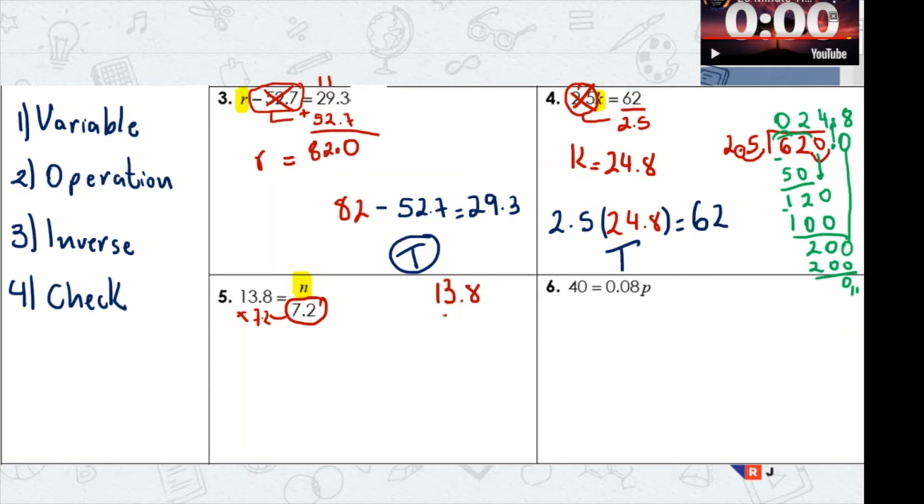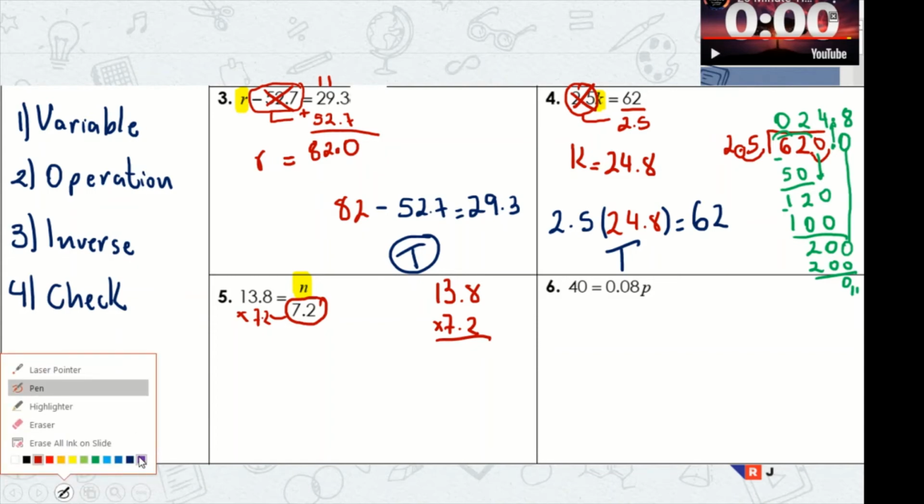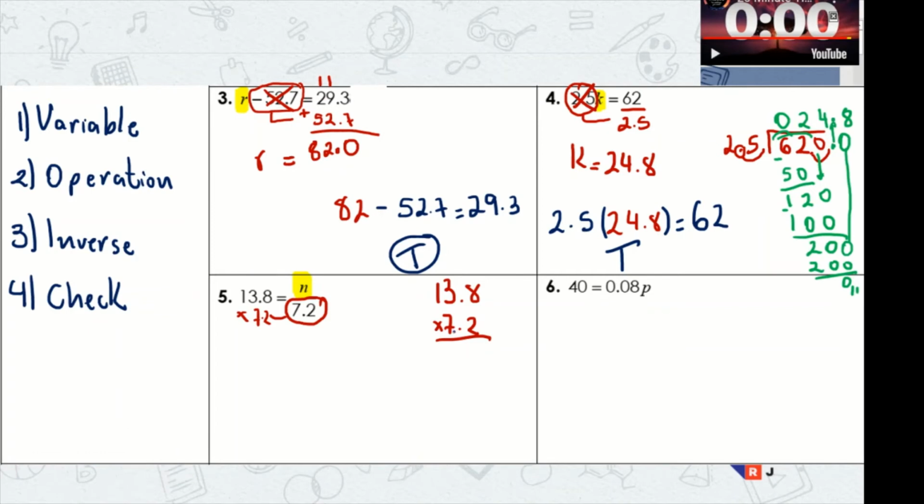13.8 times 7.2. Guys, can you help me to remember how I multiply decimals by decimals? I forgot. I am a bad teacher. Somebody can help me? If I'm correct, guys, I need to multiply and not care about the decimals. Yes, that's true. Okay, I multiply and don't care about the decimals.